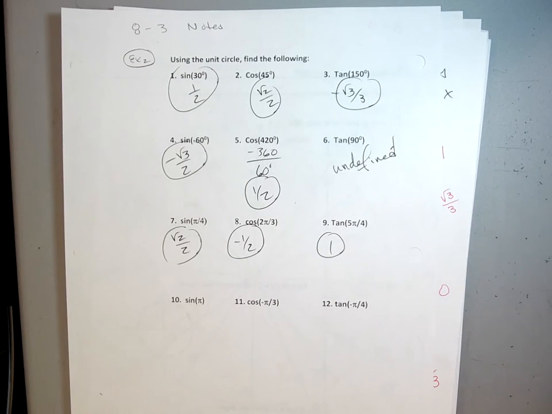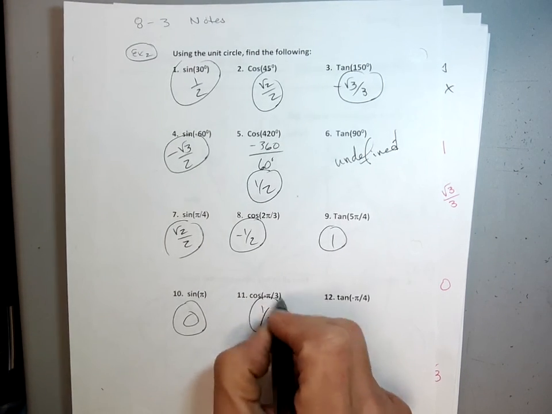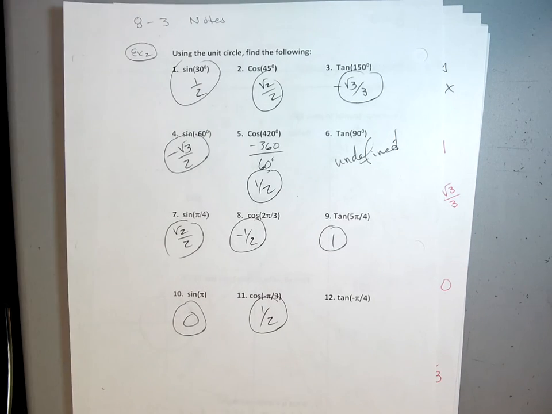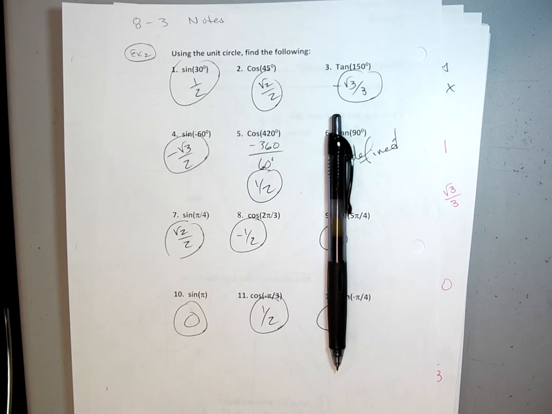Sine of pi. Here's pi. Sine is the y value. 0. Cosine of negative pi thirds. It's right here. Negative pi thirds is here. I'm looking for the cosine, which is the x value, 1/2. Yep. Tangent of negative pi fourths. It's right here. The tangent value is negative 1. Okay, that's it. All right. We can do this, right? I have faith in you.